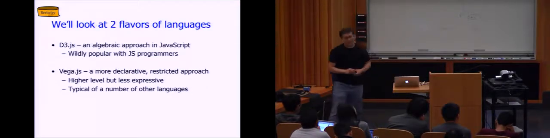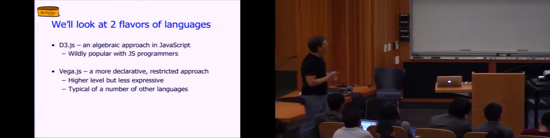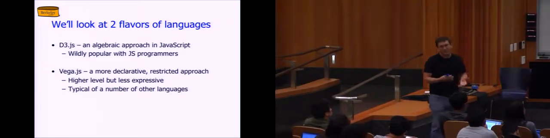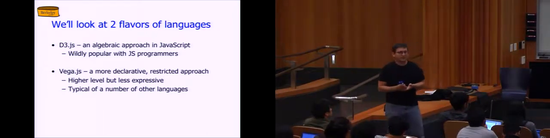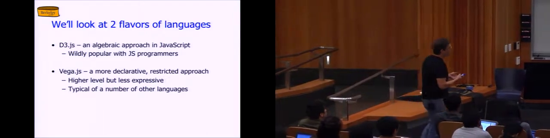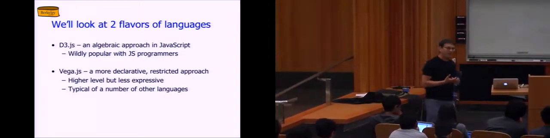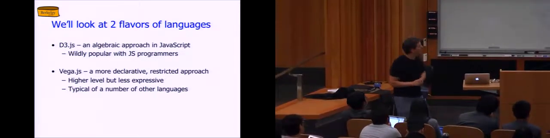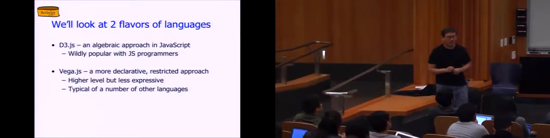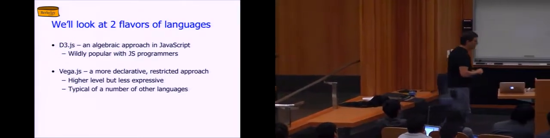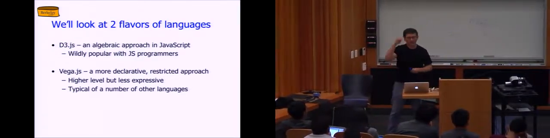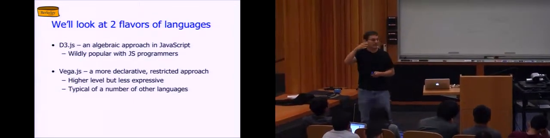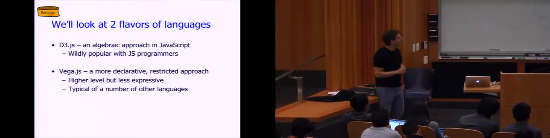We're going to look at two flavors of languages in our lecture. You will work with the first of these. D3.js is somewhere between an imperative and an algebraic language. It's very deeply embedded in JavaScript and the web, because that's where a lot of visualization needs to happen. And it's extremely popular in the JavaScript community. It's one of the top 10 most popular projects on GitHub, as of last check, above Linux, for example. So very, very popular project.